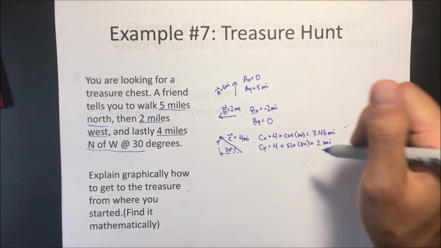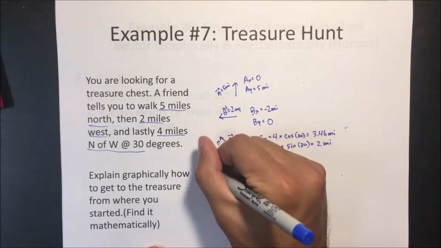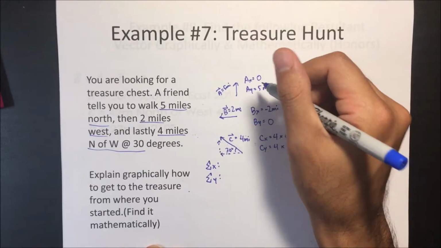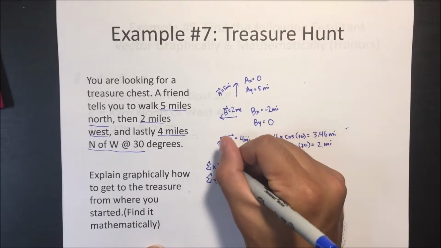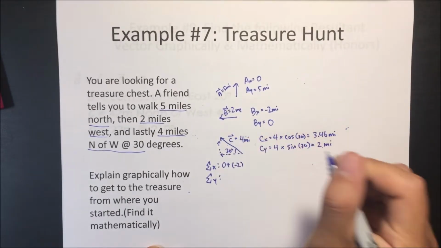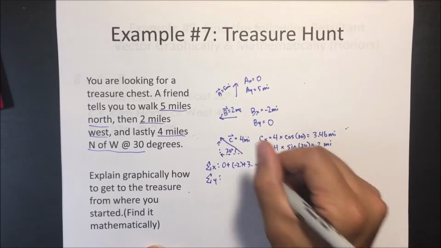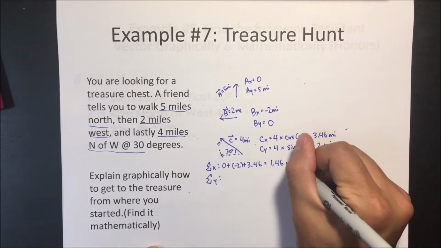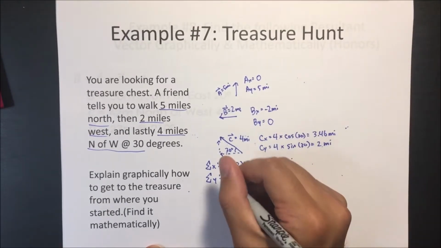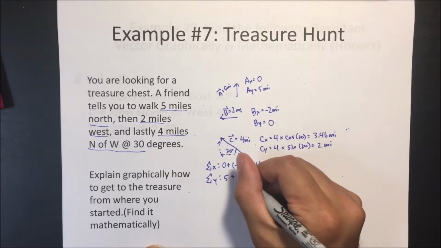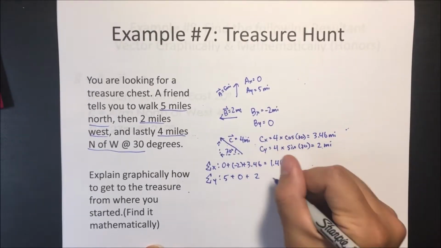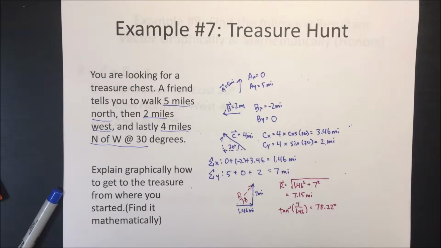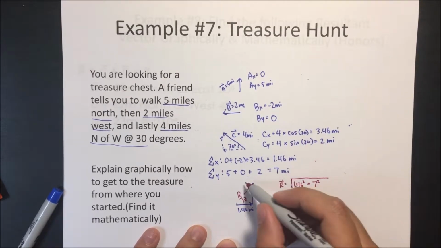Once we find the x and y components of everything, we're going to find the sum of all x's and the sum of all y's. The x's are 0, -2, and 3.46, so 0 plus -2 plus 3.46, and we get a total of 1.46 miles in the x direction. And in the y direction we have 5 plus 0 plus 2, and we get 7 miles in the y direction. Sorry guys, I made a bit of a mistake here.